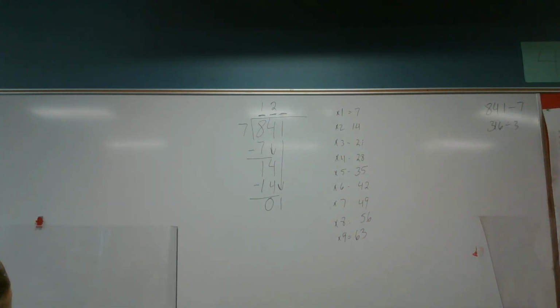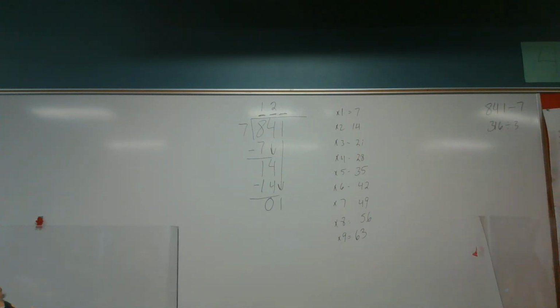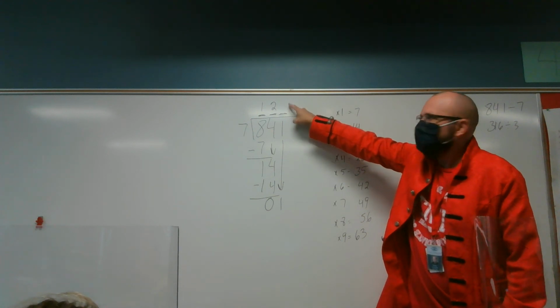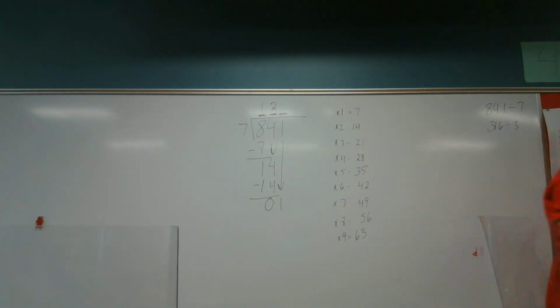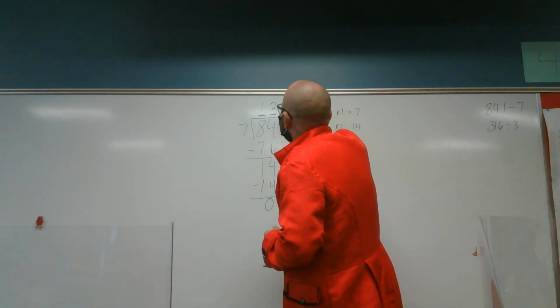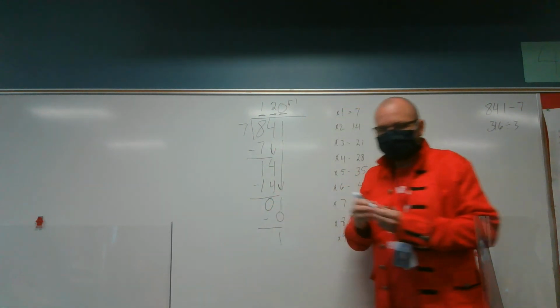This is why it's important to know how many digits are in my quotient. Because I promise you, I'm going to see people not put a number up here, just leave it as 12. And that's not correct. I have to have a number above this 1. How many times does 7 go into 1? 0 times. Now I have a remainder of 1.